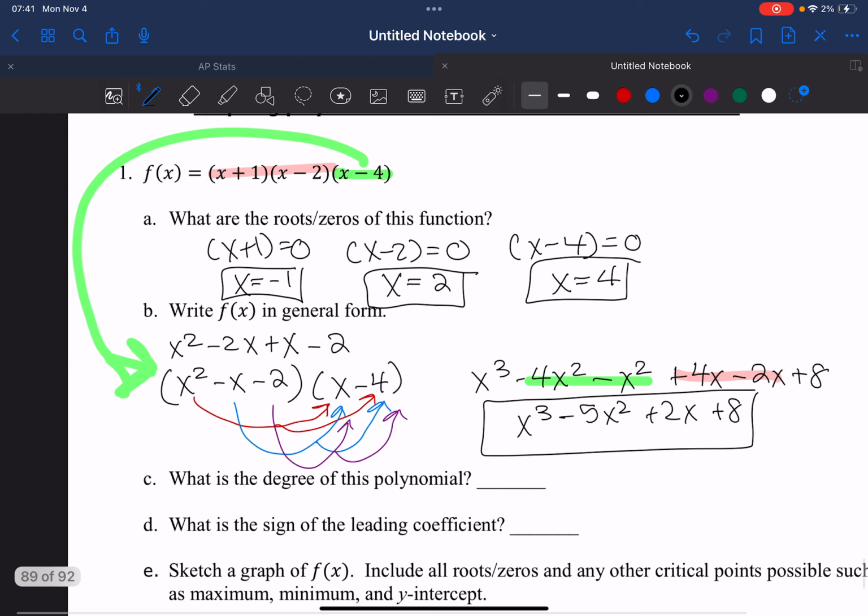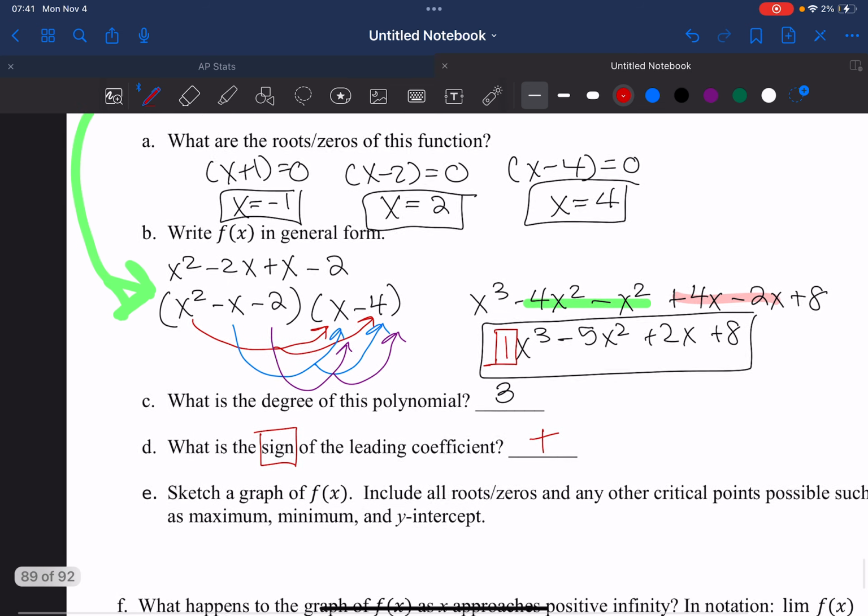From here, I can find my degree by finding the largest exponent attached to a variable. In this case, it's going to be 3. And then it says, what is the sign of the leading coefficient? So the leading coefficient is always the number in front of the variable that has our degree. So in our case, we don't have anything there, so we assume that it's an imaginary 1. Well, it's looking for the sign of the leading coefficient, so we would write positive because 1 is positive.